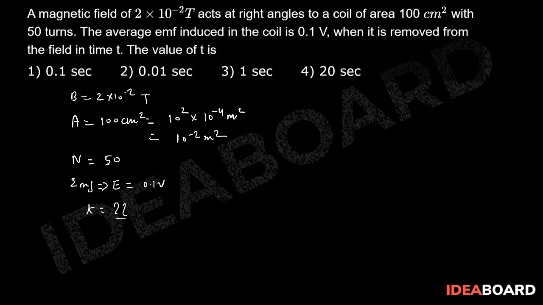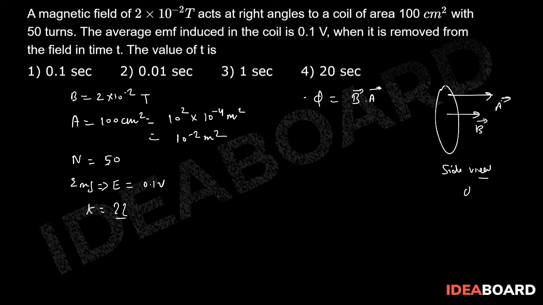So first of all, what is the value of phi? Phi is equal to B dot A. Now suppose this is your coil. Let's say you are seeing the side view. Now the area vector will be perpendicular, and they said that magnetic field is perpendicular to the coil, so magnetic field will also be in this direction. That shows the value of theta is equal to 0 degrees. That means phi initial is equal to BA cos 0, which will be BA into 1.